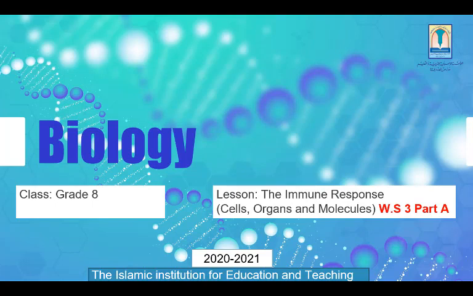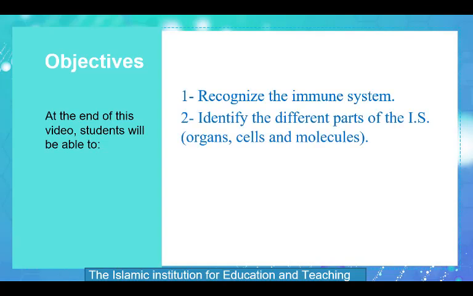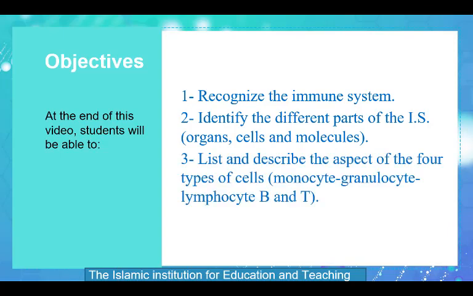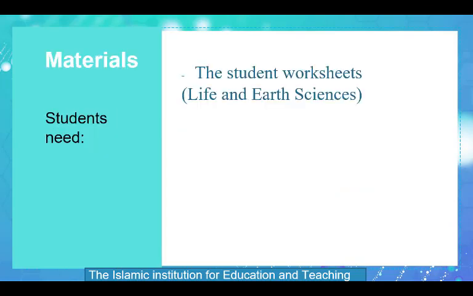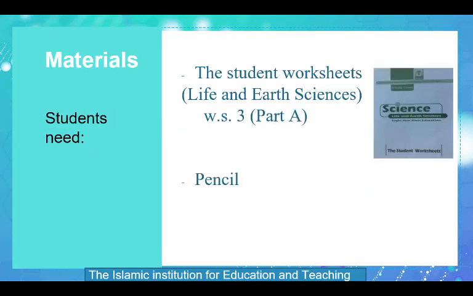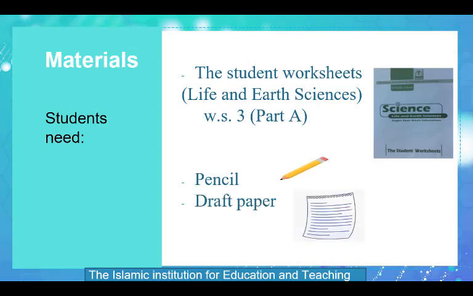Today we're going to explain chapter 1, the immune response: cells, organs and molecules, worksheet 3, part A. The objectives we're going to explain are: recognize the immune system, identify the different parts of the immune system, organs, cells and molecules, and list and describe the aspects of the types of cells: monocyte, granulocyte, and lymphocyte B and T. Please prepare your worksheets, a pencil, and a draft paper.